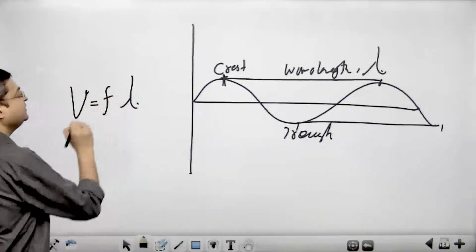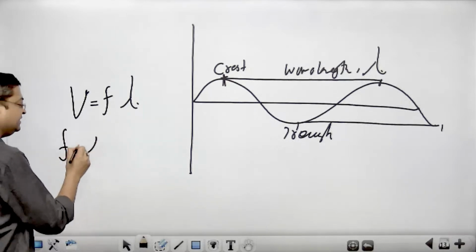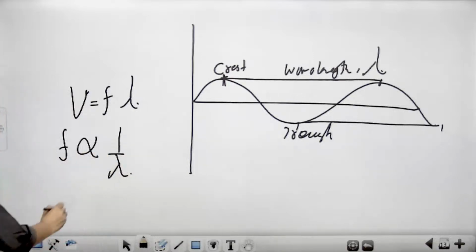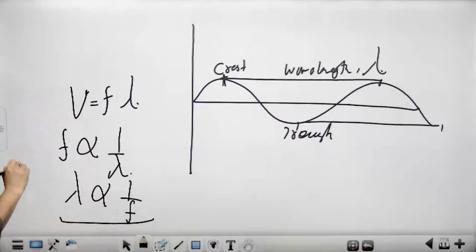It is frequency times lambda. That simply means that frequency is inversely proportional to wavelength, and wavelength is inversely proportional to frequency. If you forget all these things, you may write them on some side note in your text, but do not describe it in your exam. It is not necessary. Okay?